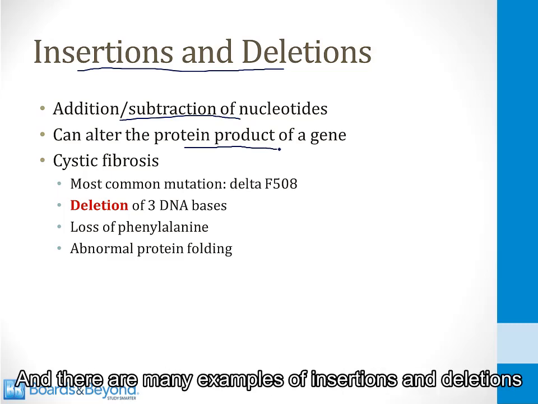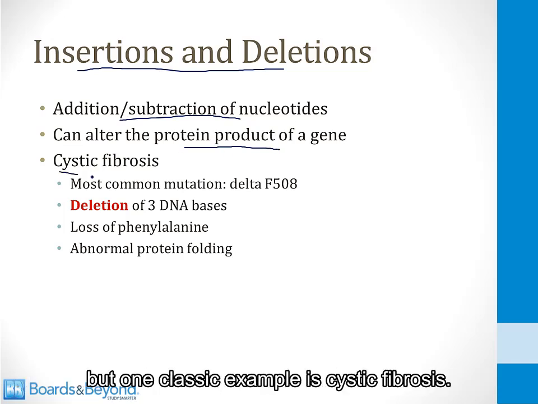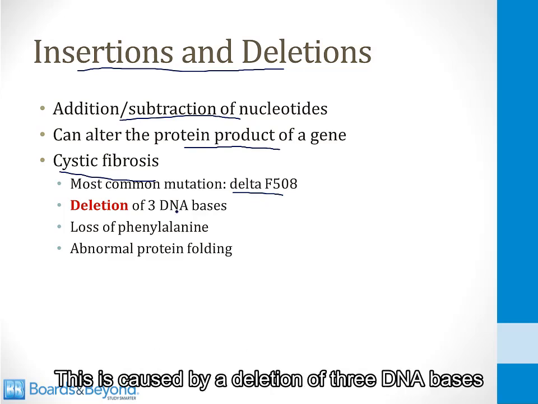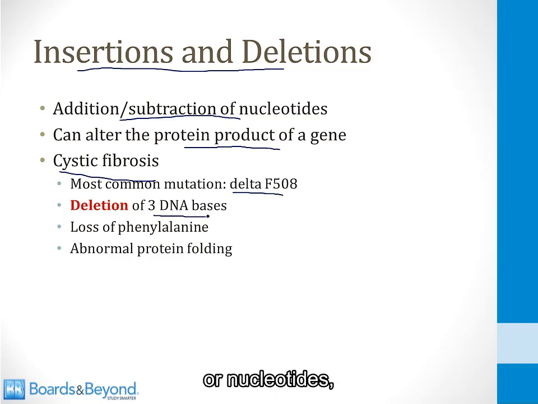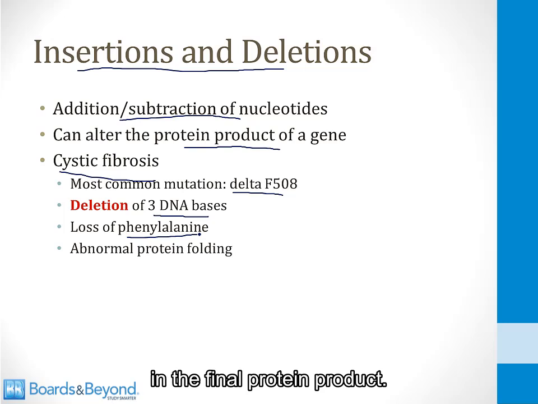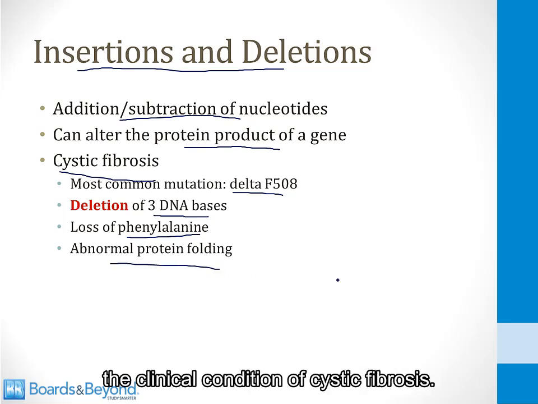There are many examples of insertions and deletions in genes that cause disease, but one classic example is cystic fibrosis. The most common mutation is called the delta 508 mutation. This is caused by a deletion of 3 DNA bases or nucleotides that leads to the loss of the amino acid phenylalanine in the final protein product. This leads to abnormal protein folding, and that's what causes the clinical condition of cystic fibrosis.